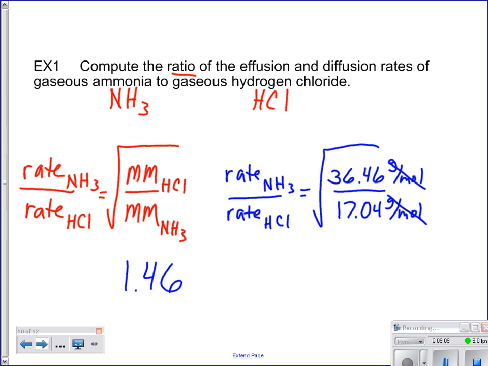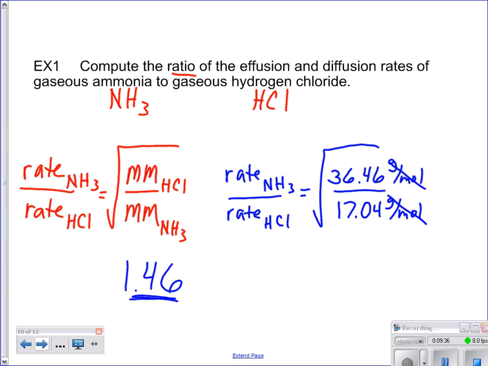And then check yourself. Make sure you got that. All right, so the question is compute the ratio. There's a couple different ways that you can really report this. First of all, which one's traveling faster, the ammonia or the hydrochloric acid? The ammonia is traveling faster. That's what it's saying. So not only is it traveling faster, it's traveling 1.46 times as fast.